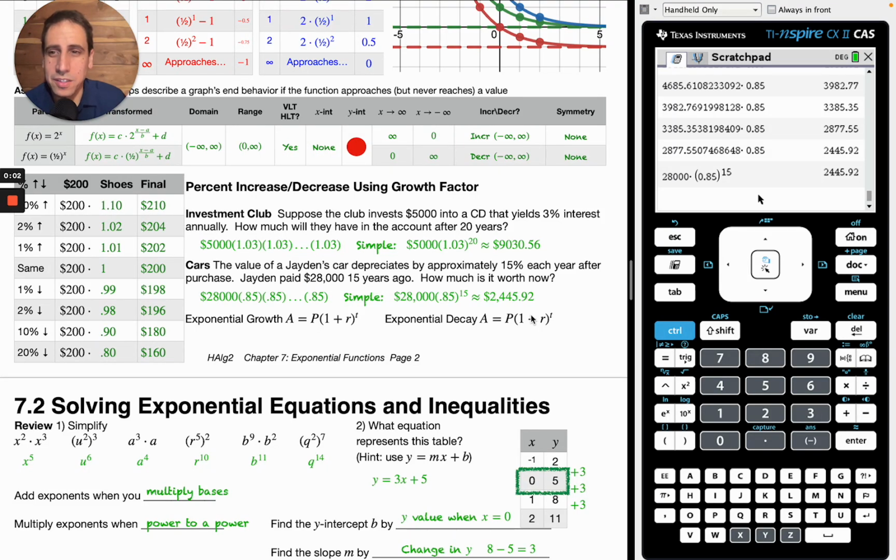Welcome, mathletes, to section 7.2, solving exponential equations and inequalities. We're going to need that Inspire, so go get it. If you don't have it, this whole chapter we're going to use the Inspire, I'm pretty sure. Not a whole lot of graphing here, but we are going to use it towards the end of the word problems. Let's review a little bit.